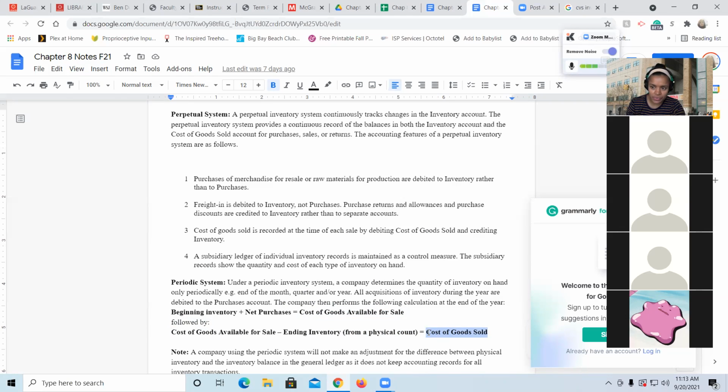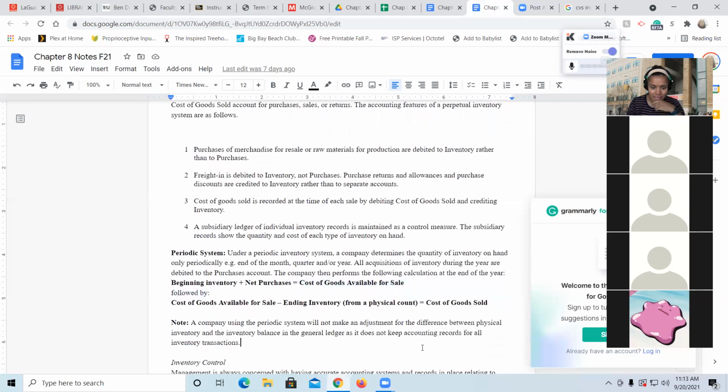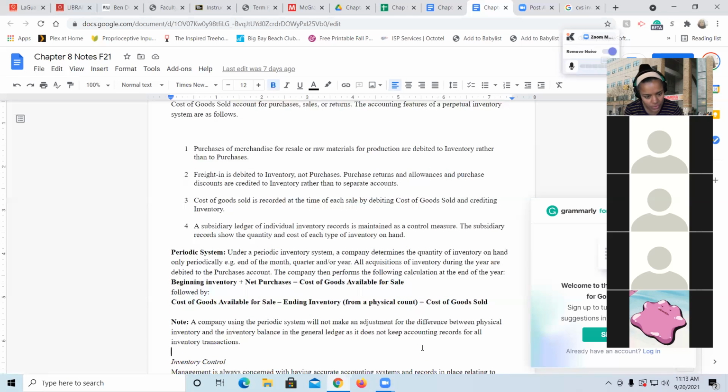And why do we have to go through this formula? Because in the periodic system, we are not making a journal entry to update inventory every time there's a transaction. So we will have to create this calculation at the end to see what is cost of goods sold. And so they also say that when you're using the periodic system, you won't make any adjustments for the difference between the inventory from the count and the inventory in your books, the balance, because you are not updating the ledger as you go along.